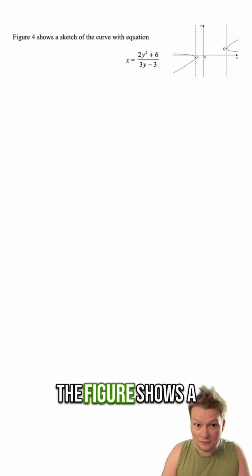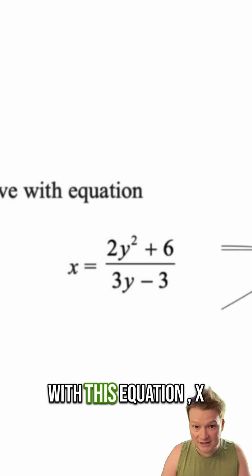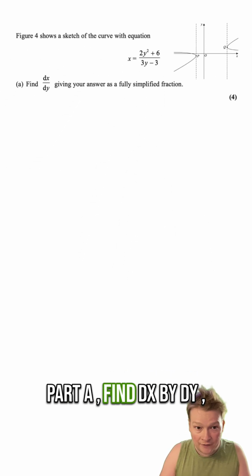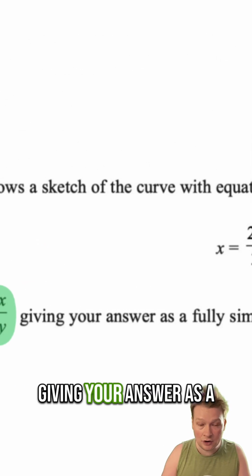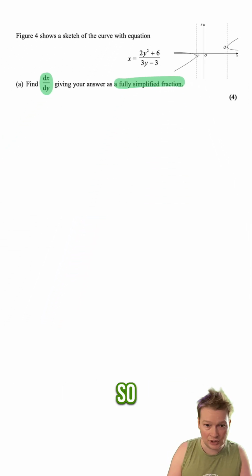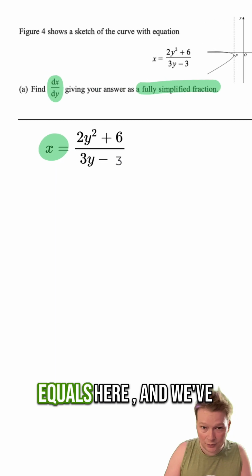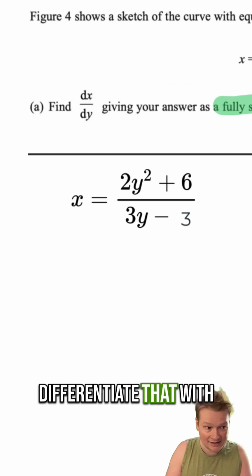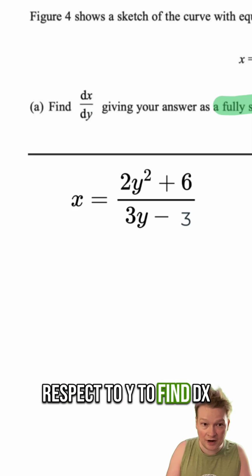Let's find out. The figure shows a sketch of the curve with this equation, x equals, and then we have a function of y. Part A, find dx by dy, giving your answer as a fully simplified fraction for 4 marks. So we're starting with x equals here, and we've got a function of y. We need to differentiate that with respect to y to find dx by dy.